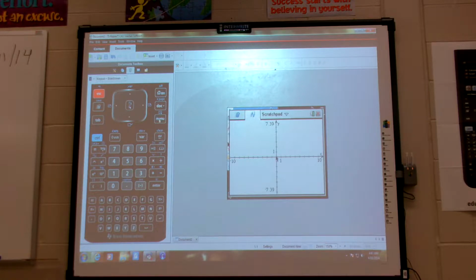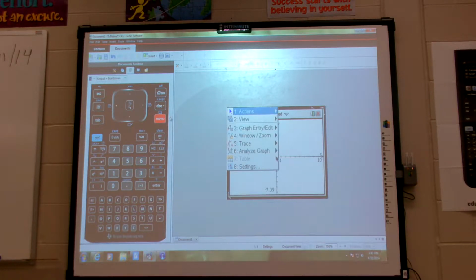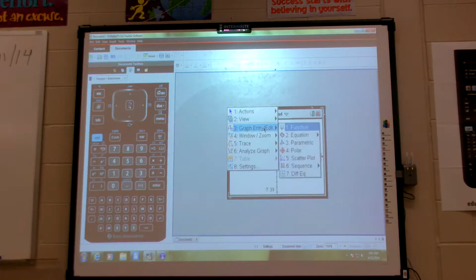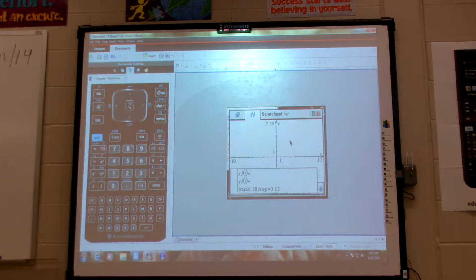So, go to menu. See graph entry. What do we want? Parametric, yeah, number 3. Now, you should see x equals, y equals. It's saying x1 depends on t, y1 depends on t. So here we're going to type t. I might have to do this on the board or else it'll take me an eternity.